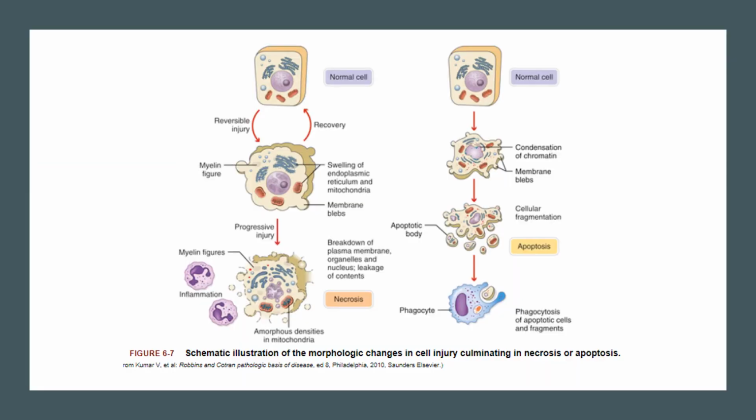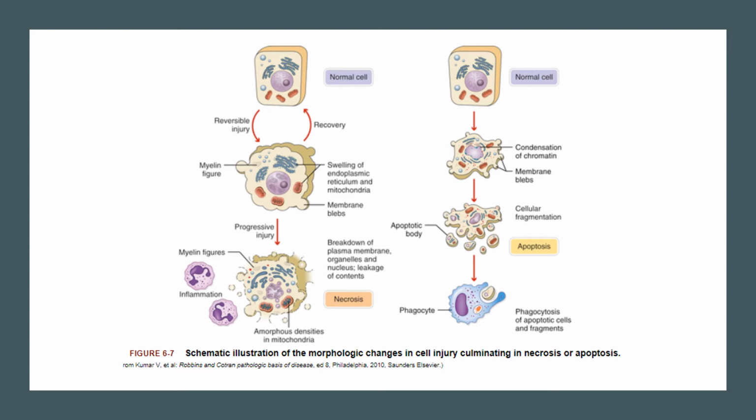This picture here basically summarizes the chart from the previous slide. You'll see necrosis on your left and apoptosis on your right. Again, remember we mentioned that apoptosis is usually not associated with cellular inflammation like necrosis is. So in apoptosis, the cell is going to fragment, and then eventually the phagocyte is going to engulf the apoptotic cells and fragments and dispose of them.